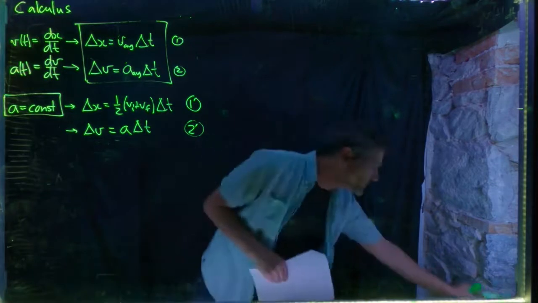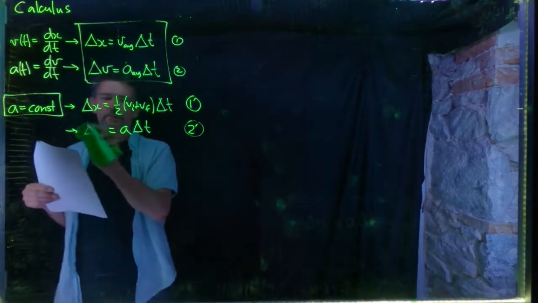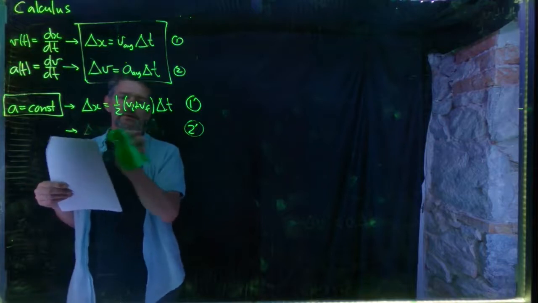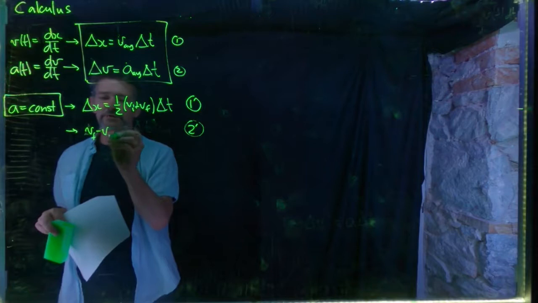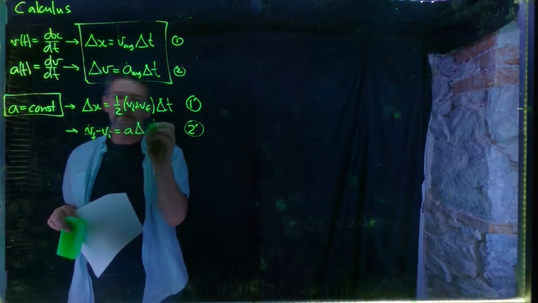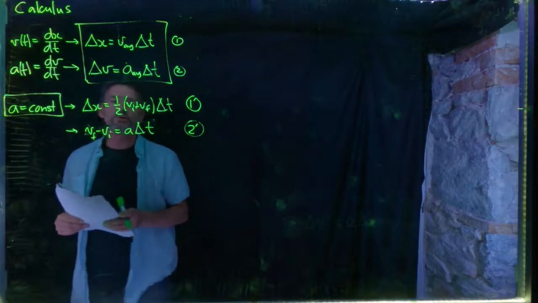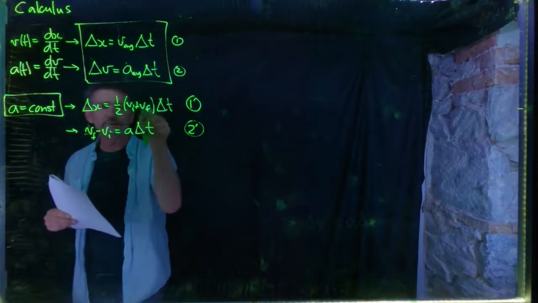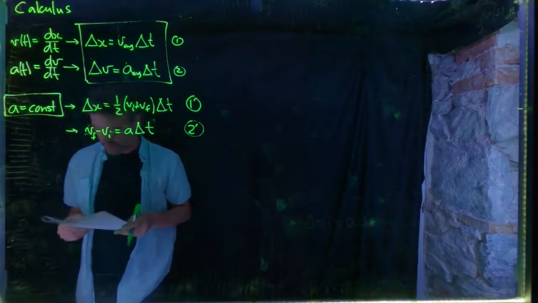I'm going to rewrite this one a little bit. I have something a little bit different here, which I think will be more useful. So instead of writing delta v is a delta t, we'll actually spell out delta v. Delta v is v final minus v initial, and that's equal to a delta t. Okay? So great. So now there's a v initial and a v final in this equation, and a v initial and a v final in that equation. So that allows us to substitute one into the other and so on.